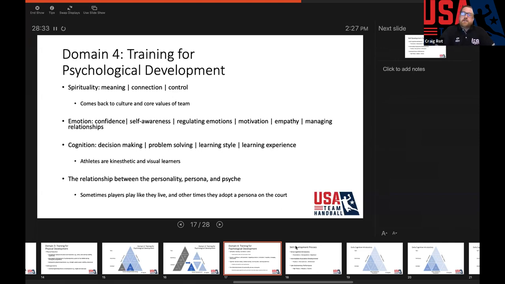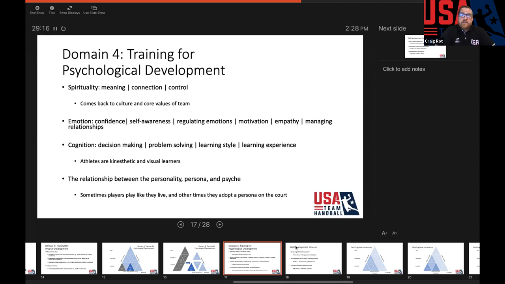Then there's emotion. This is hugely important for training. Confidence, self-awareness, regulating emotions, motivation, empathy, managing relationships. This has to happen with structure. You can develop these within your players, and you can ruin them within your players. You can run thoughtful people out of the sport, and stubborn players can ruin a coach's life. But it's important to understand that how you build your practice tasks affects confidence, self-awareness, and all of that. How you develop your team as a group, which we'll talk about, matters.